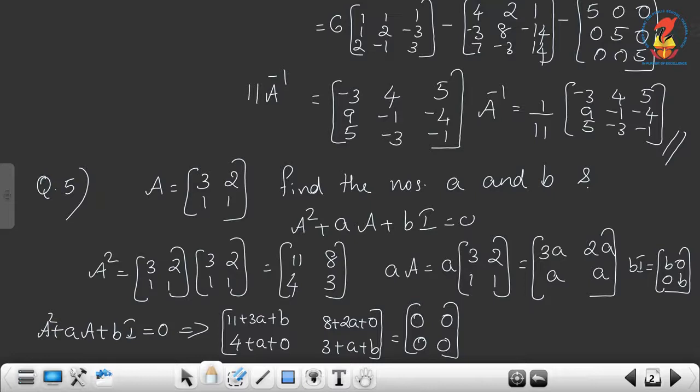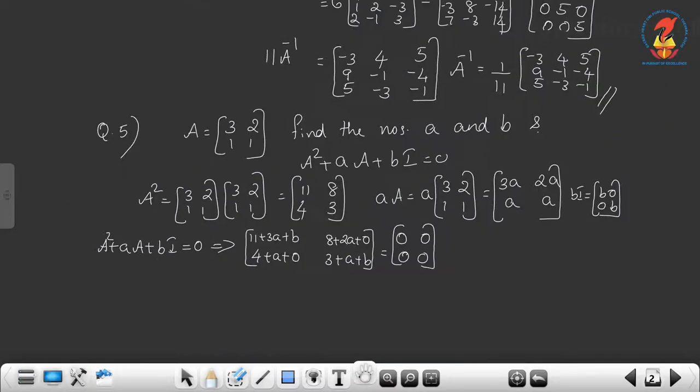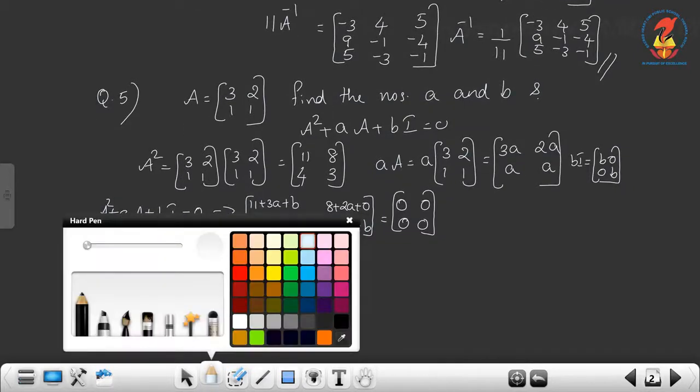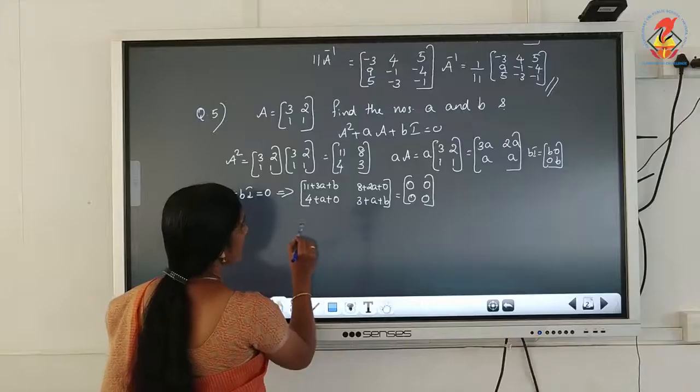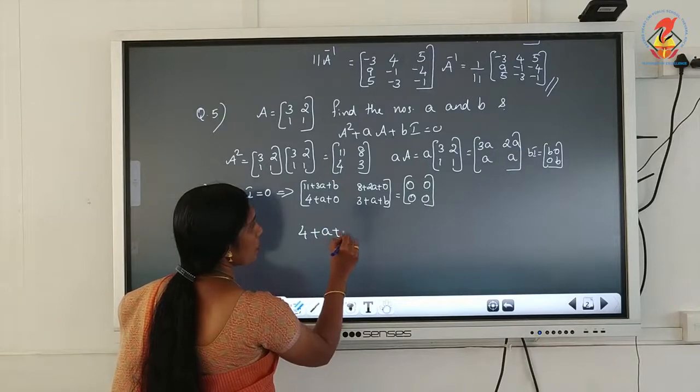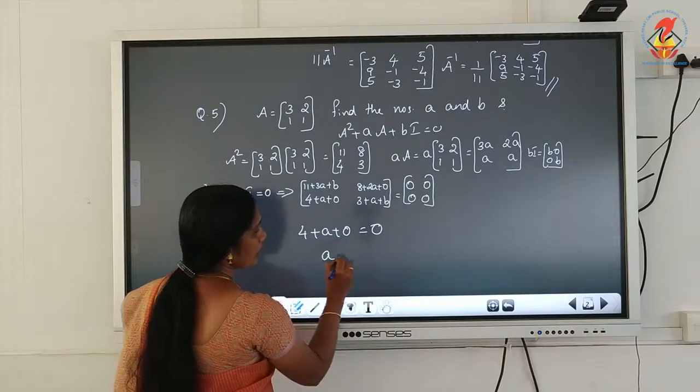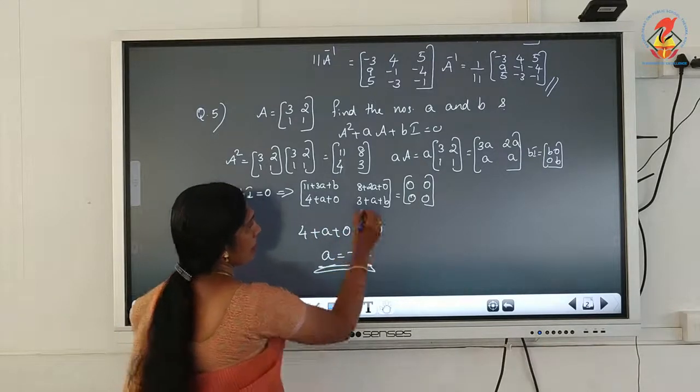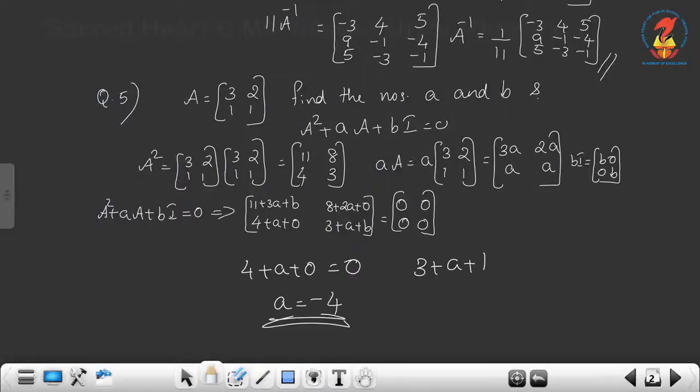Now for finding a and b, equating corresponding elements. 4 plus a plus 0 is equal to 0, means a is equal to minus 4. Now the last one, 3 plus a plus b is equal to 0. a is minus 4. So what is b? So a is minus 4 and b is equal to minus 1.